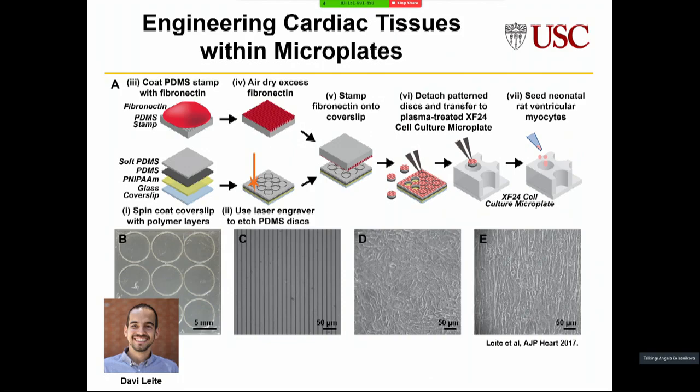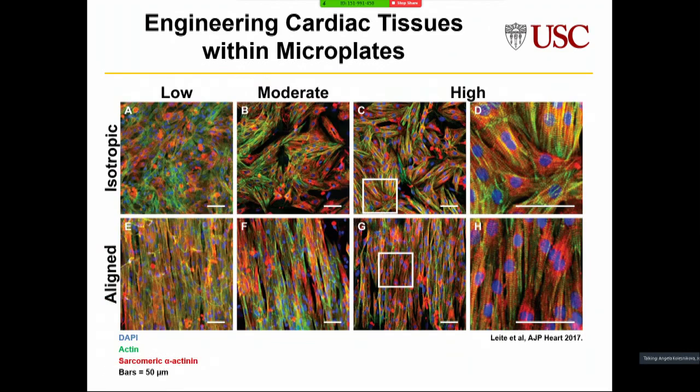So these are now images of tissues taken within the plates. This is just validation showing you that yes, this works, so we can control matrix stiffness, we can control tissue alignment, again, all within the plate, and we're seeing nice sarcomere formation, aligned tissues versus isotropic tissues here.